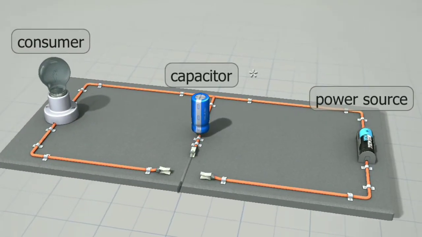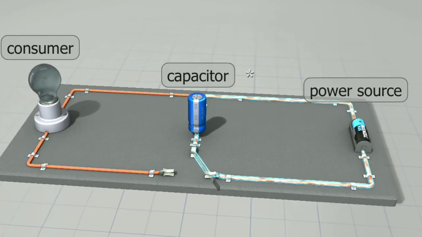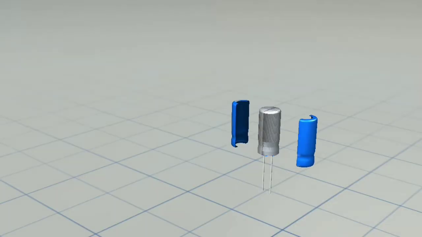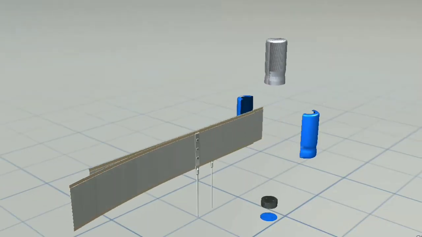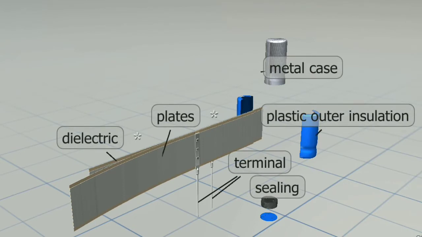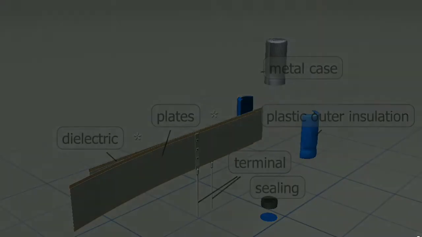Capacitors store electrical energy in the form of an electric field. The simplest capacitor is the parallel plate capacitor, which consists of two parallel metal plates separated by an insulating material. The metal plates are called the armature. They function as the electrodes. The insulating material is called a dielectric. Its role is to separate the electrodes and increase the capacitance of the capacitor. That is, the amount of electric charge the capacitor can store.